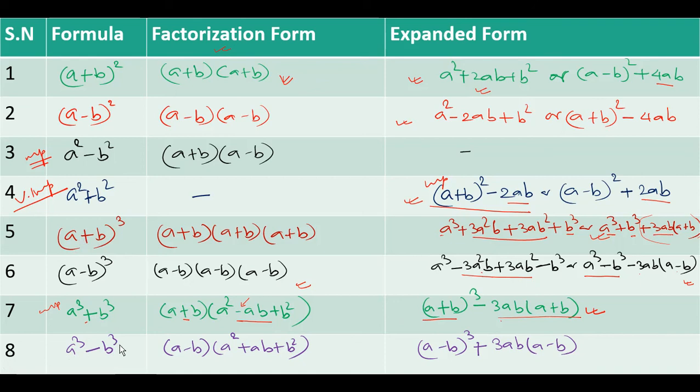Similarly, dear students, a cube minus b cube equals a minus b times a square plus ab plus b square. First one is minus and second one is plus, and it is also derived from formula number 6, where minus 3ab times a minus b is shifted to the left. So a minus b whole cube plus 3ab times a minus b. In this way we have to recall, remember and apply the formulas mainly in grade 9. Formula number 3 and formula number 4, two formulae, are very applicable.